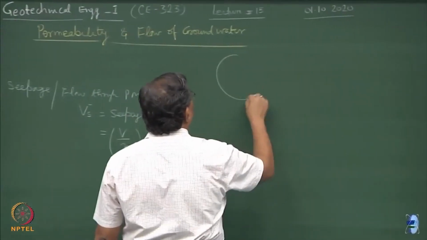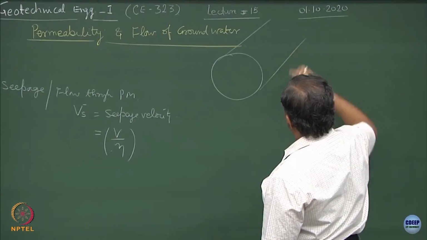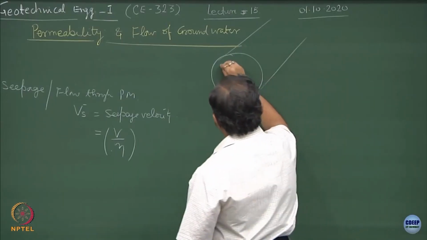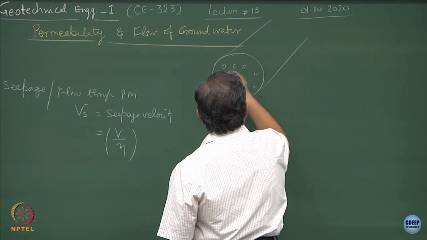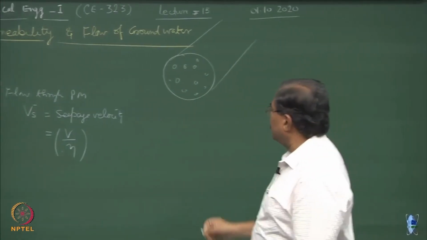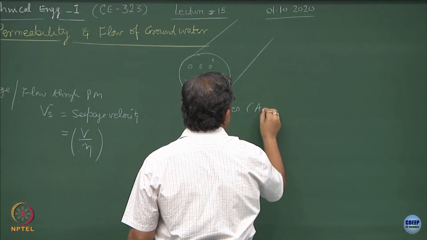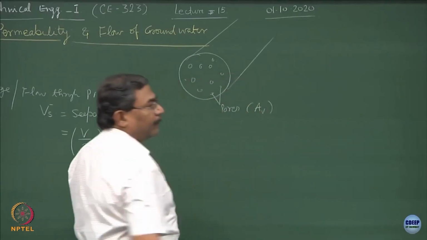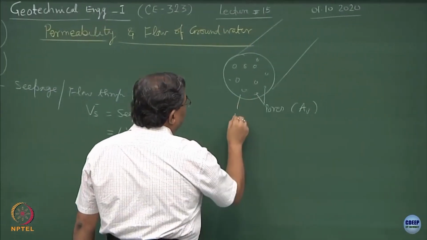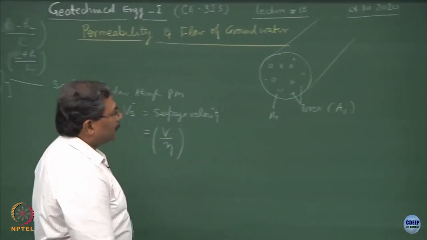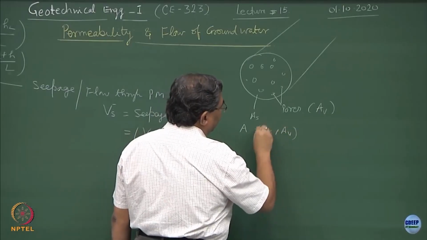Suppose I consider a control volume and this is in the third dimension like this, these are the pores and the rest of the portion is solid soil mass. So, these are the pores. Suppose I say the area of the pores is AV, air voids, and the area of the solids is AS. So, the total area will be equal to AS plus AV. Is this okay?